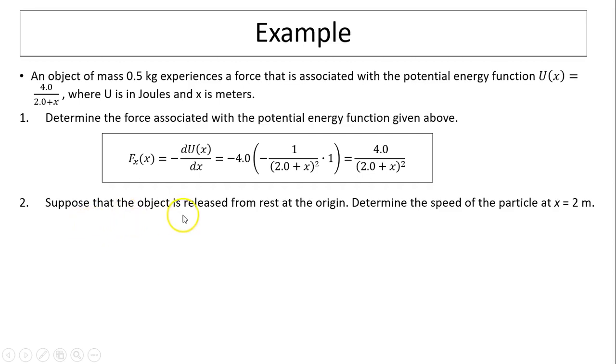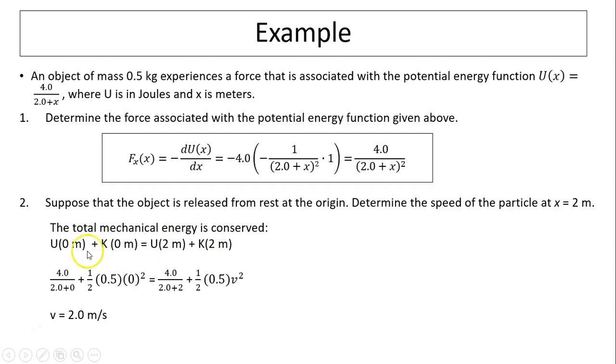Next question. Suppose the object is released from rest at the origin. What is the speed of the particle at x equals 2? Since there is only a conservative force, the total mechanical energy is constant. So U at 0 plus K at 0 equals U at 2 meters plus K at 2 meters.